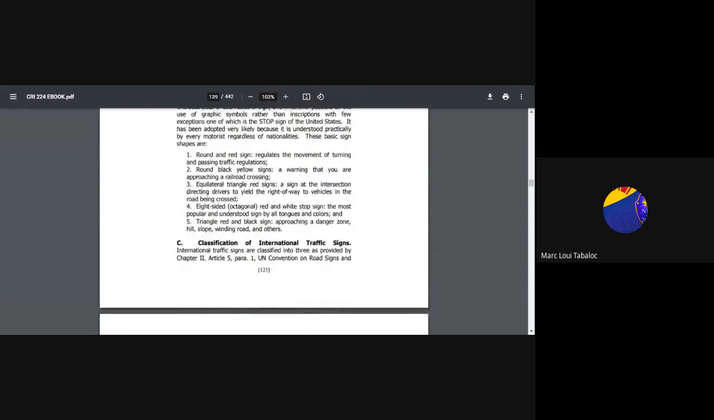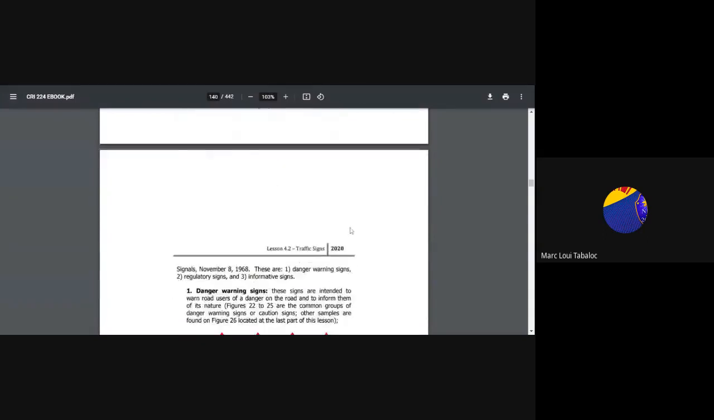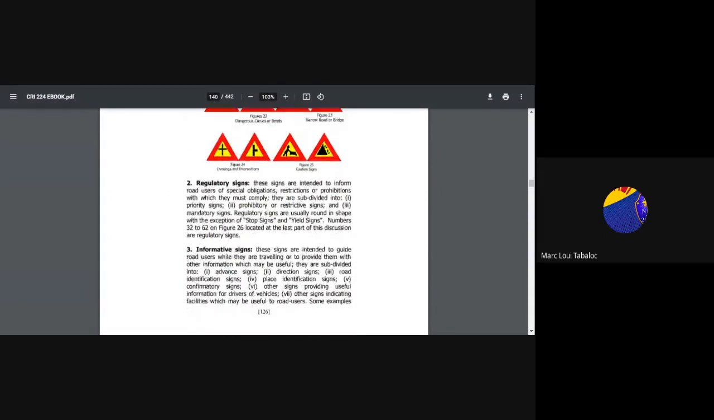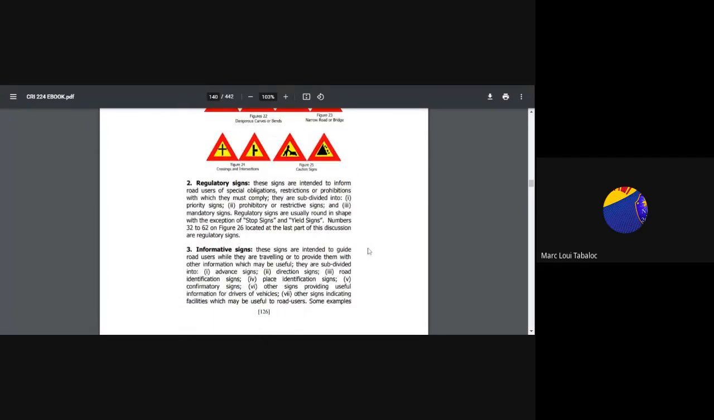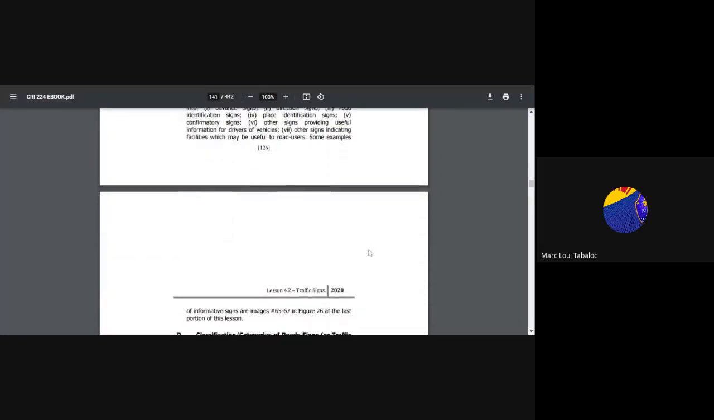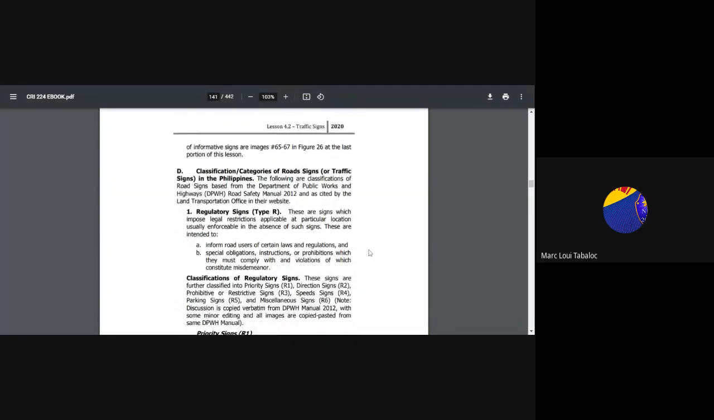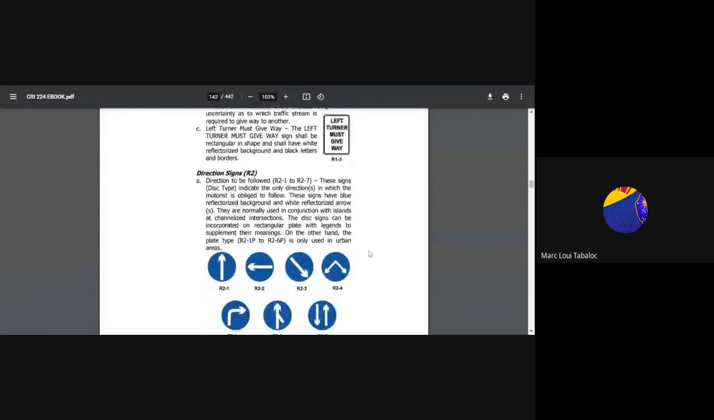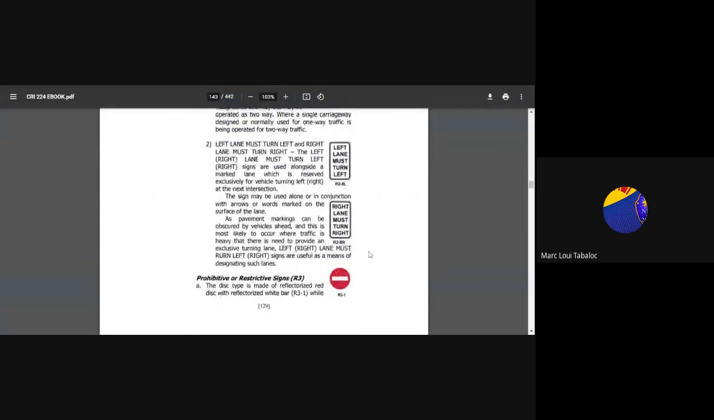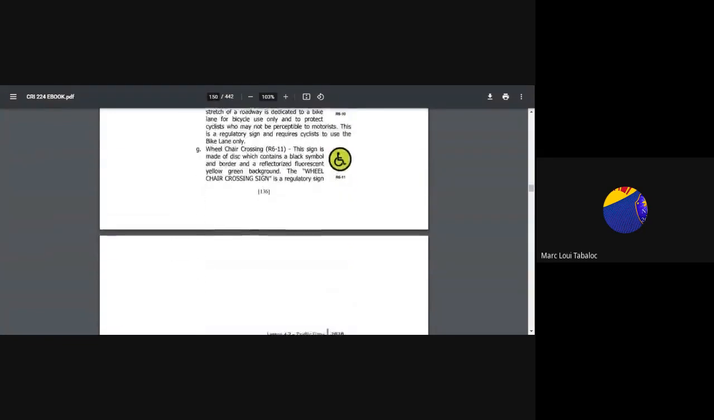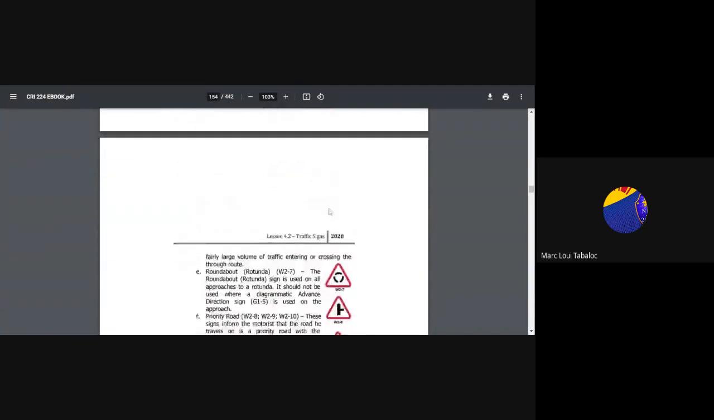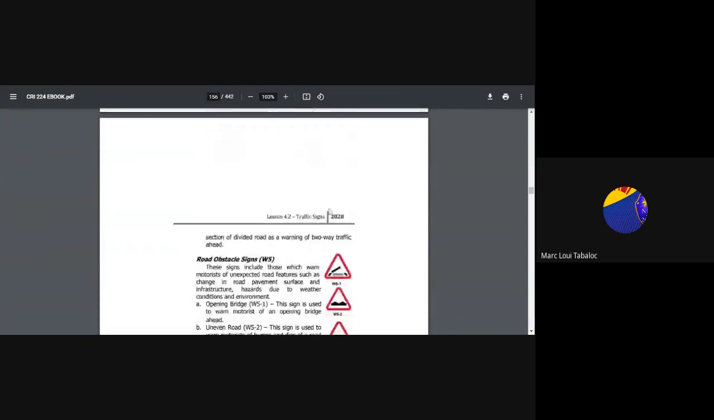So, I hope you have understood things. I have already discussed danger warning signs, regulatory and informative signs. There are examples in the ebook, and then the different sub-classifications of them. That is part of traffic signs. Let me just go further down before we end.